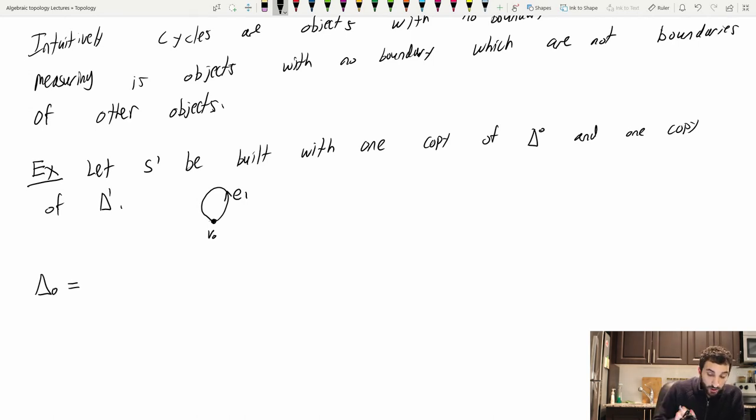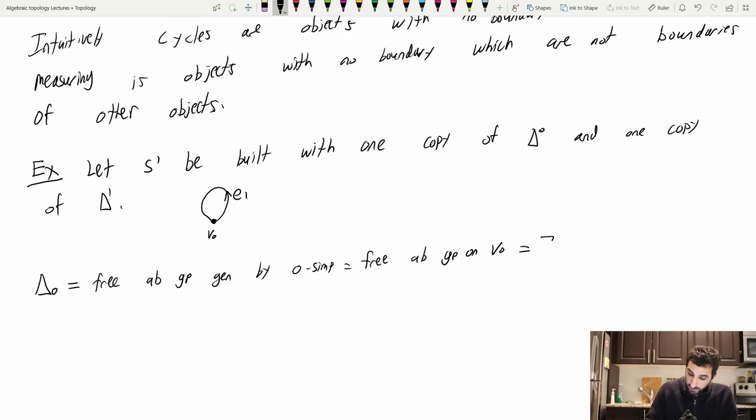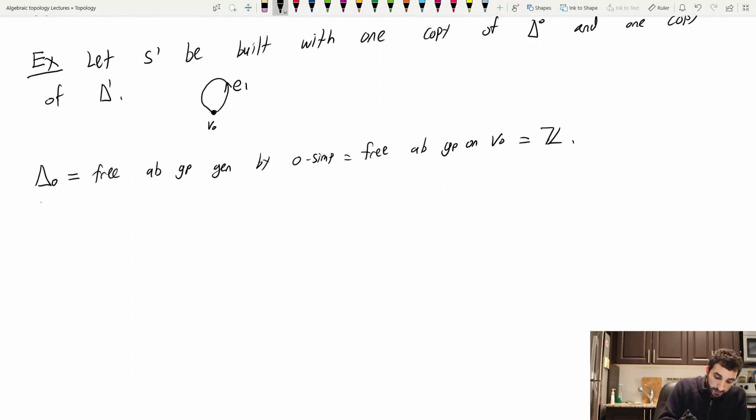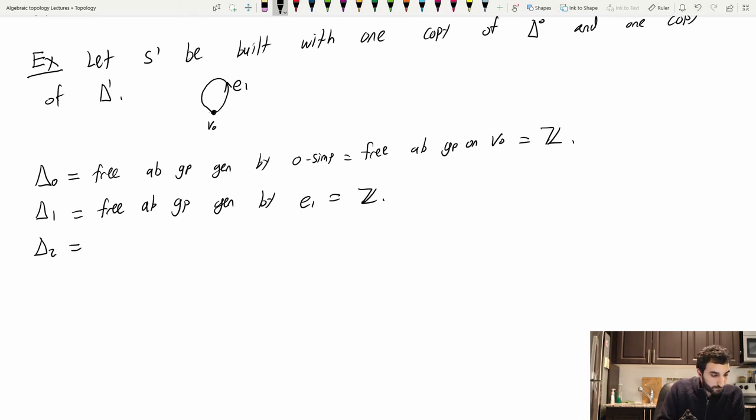All right. Now, n chains are the first thing you need to calculate. So zero chains, it's a free abelian group generated by zero simplices. So this is free abelian group on V0, and this is just isomorphic to Z. One simplices, this is the free abelian group generated by edges, so this is Z, and now the group generated by two simplices is the same as the group generated by three simplices, and so on and so forth, and all of these are zero. There's no two simplices to generate anything.